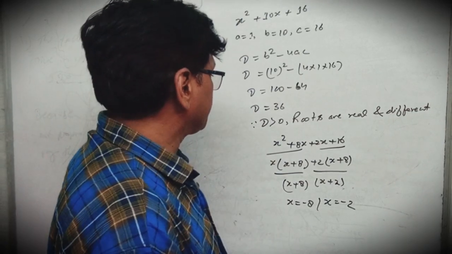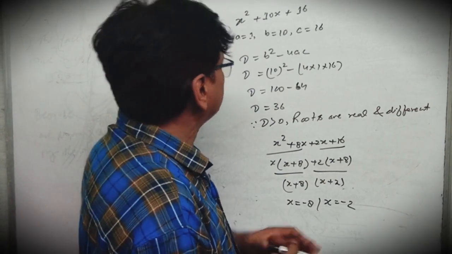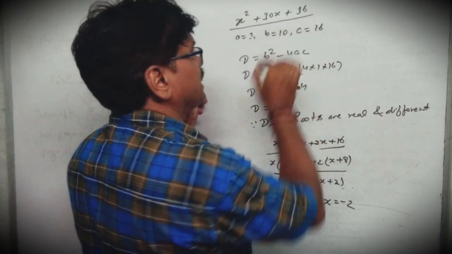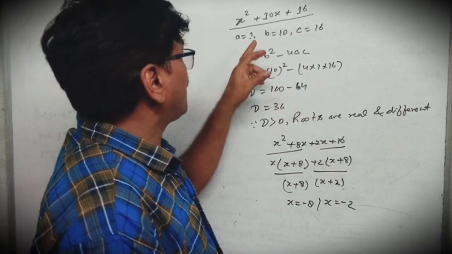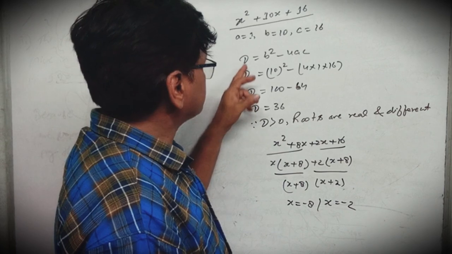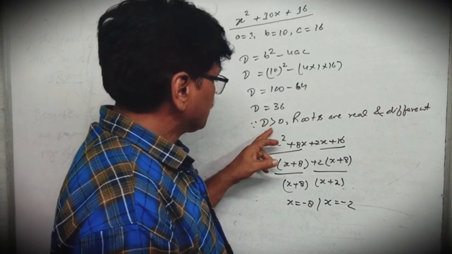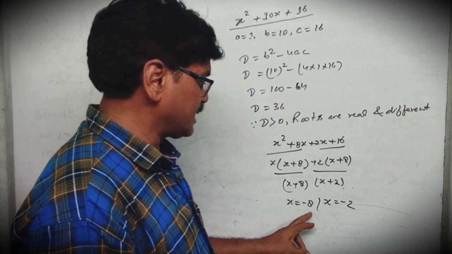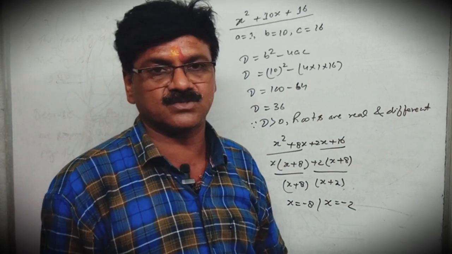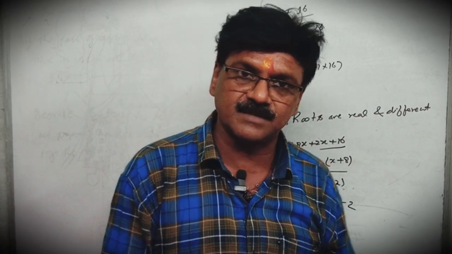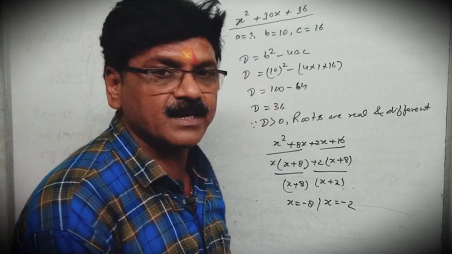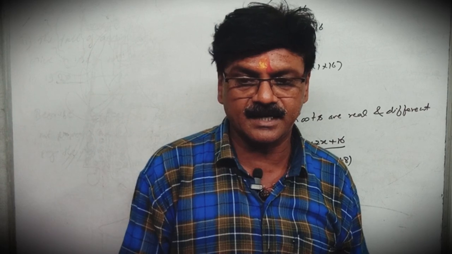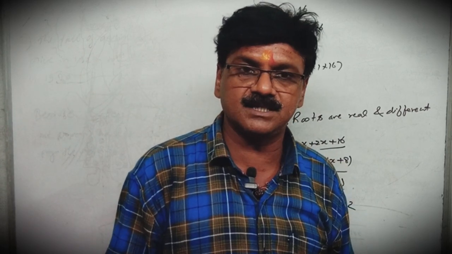So after calculation of this quadratic equation, x square plus 10x plus 16, you see that D is greater than 0, so roots are real and different. The different roots are: the first root is minus 8 and the second root is minus 2. Similarly, when D is equal to 0, roots are real and equal, and when D is smaller than 0, I will tell you in the next class.